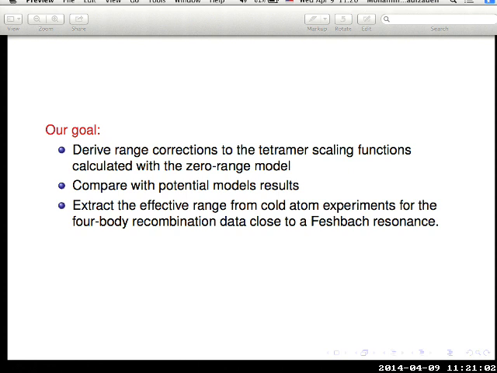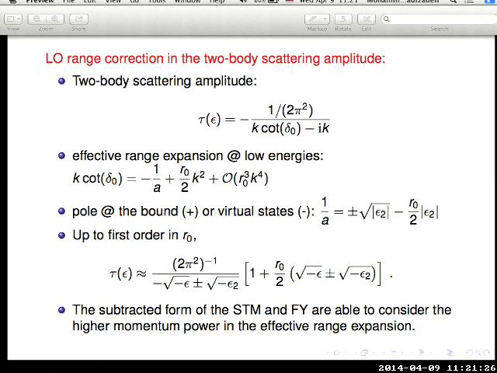So now we are going to consider the range correction in this zero range model. In the first step, we compare with other theoretical studies done for these four-atom resonances, and then we try to see how this result can be used for the extraction or interpretation of the experimental data. By using the effective range expansion at low energy, and considering just this order, the transition amplitude can be written so that the range correction is considered in this form. So this is the correction that we are going to consider in our zero range model.